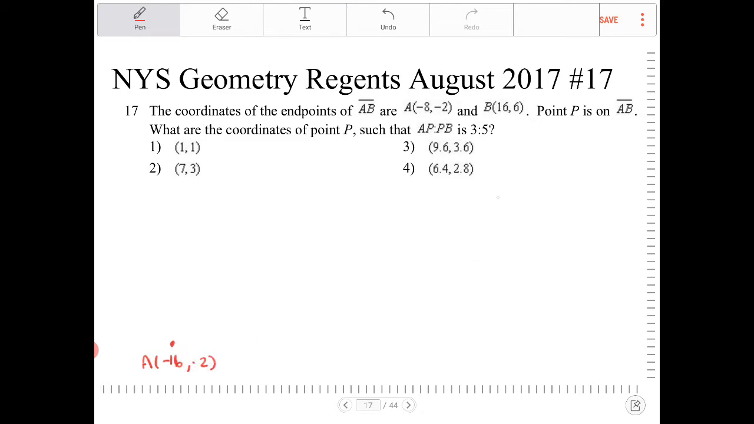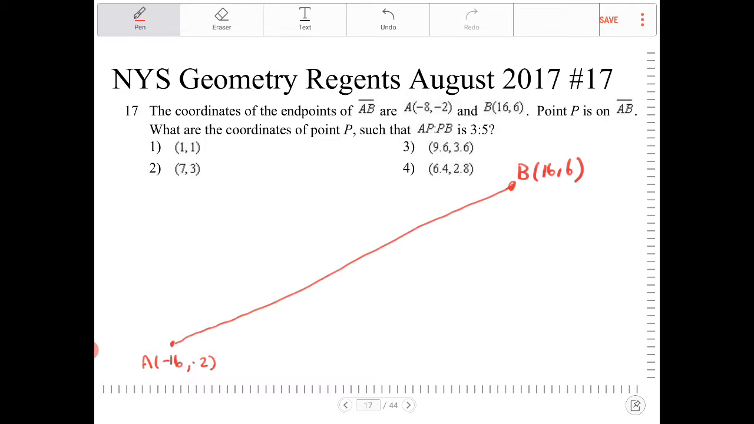And I'm positioning point B over here, and this is 16, 6. And I want to connect them together with a straight line. Now, point P is going to partition line segment AB into portions of 3 to 5.